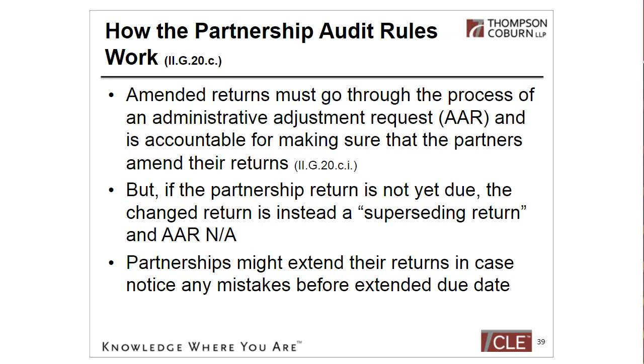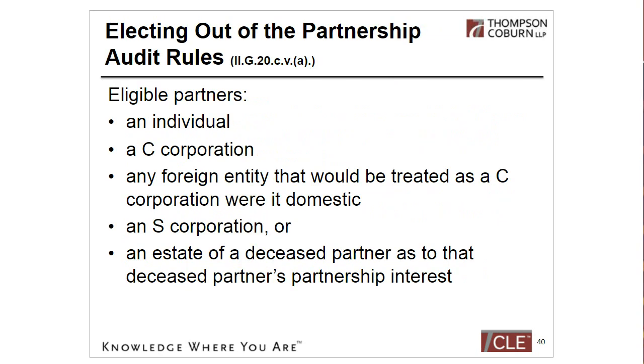Okay, electing out of the partnership audit rules. Suppose you say, hey, I don't want to mess with these rules. Too much accountability to the IRS. I don't want to be accountable to the IRS. So the first question is, are you eligible? Well, here's a list of eligible partners on slide 40. Individual, C corporation, S corporation. So those are some examples.